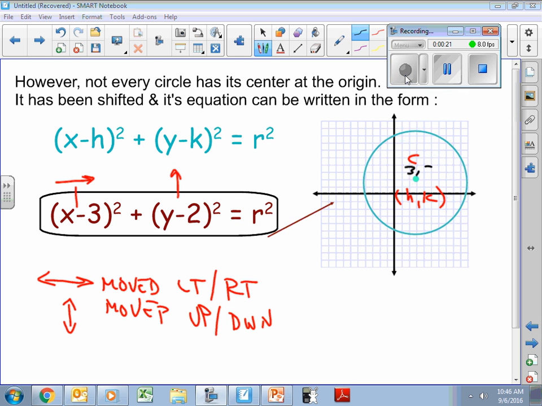3, 2. A +3, a +2 is the center of the circle. When you put it into the equation, it's always going to be the opposite. It's a -3, it's a -2. But wasn't it positive to begin with? Yeah, it was. But in this equation, it always changes.